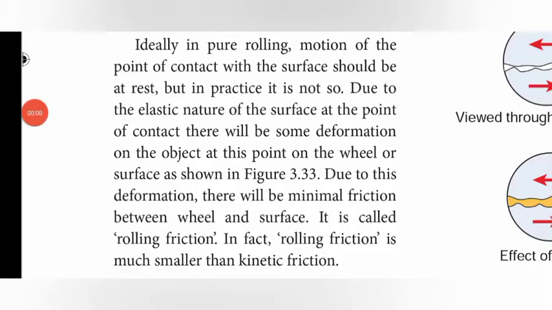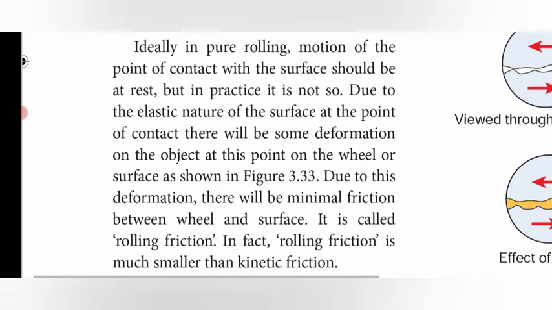Next, some important concepts about rolling friction. For pure rolling, the point of contact with the surface is at rest at that moment. In practice it is not exactly so, because the wheel-like structure is continuously rotating, but if you observe keenly, within a fraction of a second it is at rest at the point of contact.